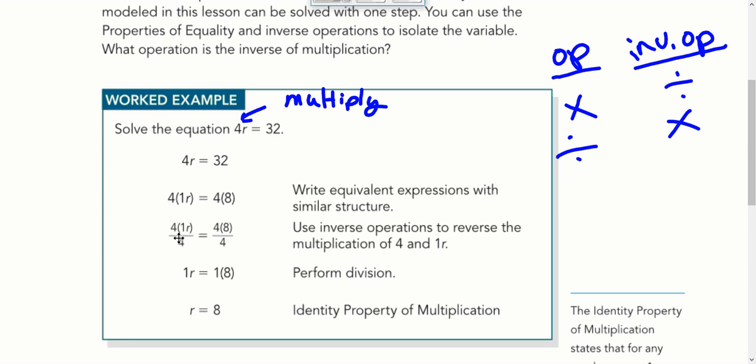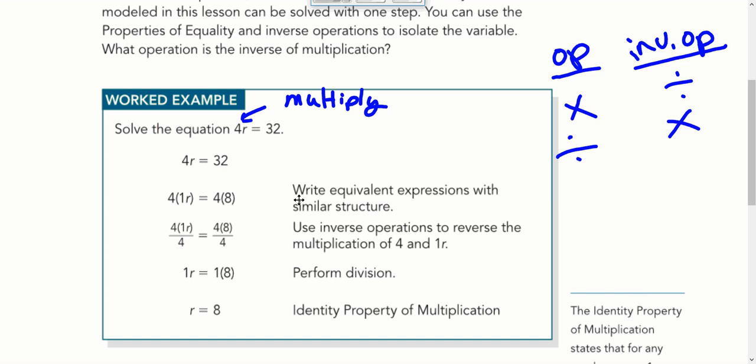To undo multiplication, we divide. Now they use this fraction bar, which is the same thing as a division bar. So 4 divided by 4 gives me our 1r. And then 4 times 8, so they decomposed this 32 so that it had 4 times 8. And these 4s cancel out. So we're left with 1r equals 8, so r equals 8.